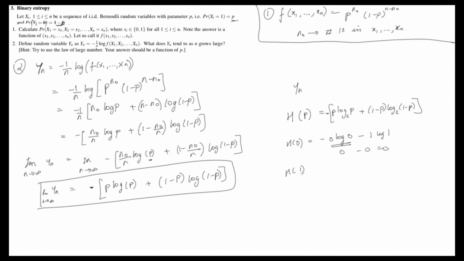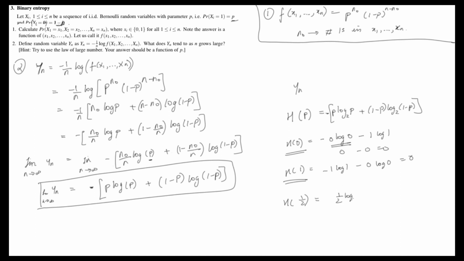H of 1 is going to be again the same thing, except these two are reversed. You'll get negative 1 log 1, negative 0 log 0, which is again equal to 0. So we see that when we deterministically get 1 or 0, h of 0 or h of 1 gives us 0. So it tells us that there's absolutely nothing random about our system.